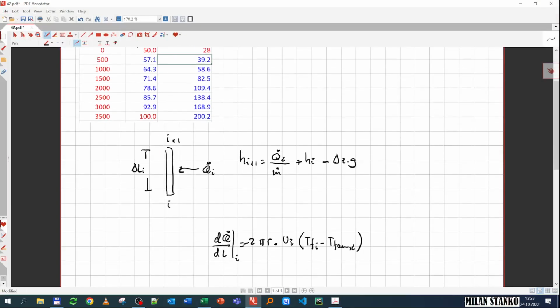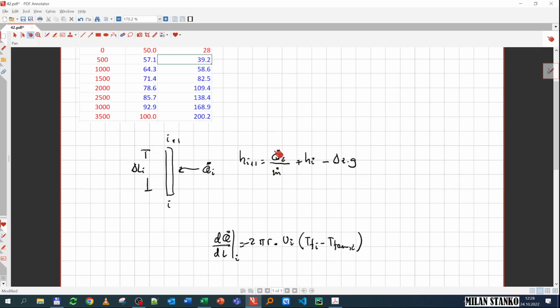Now the next step: we have calculated the H in each position, in and out, and now we can calculate the heat. Then we are going to apply the energy equation to find out the temperature, or to find out if the temperatures that we assumed are actually correct, if this energy equation is satisfied.